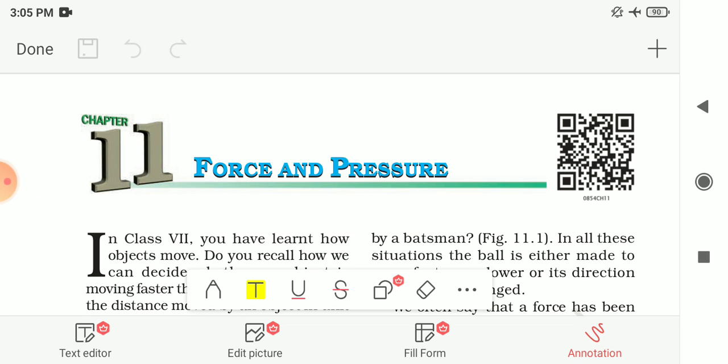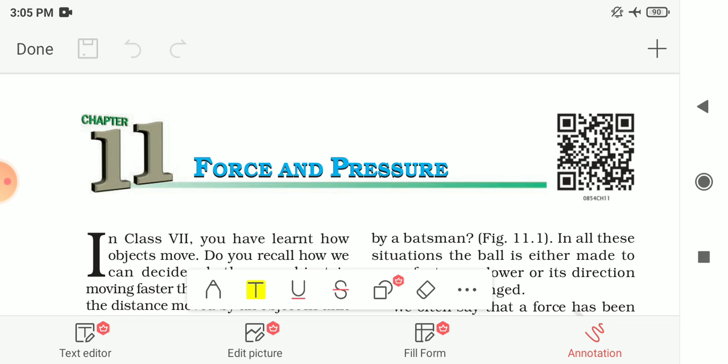Then we had seen that when two forces act on an object in the opposite direction, the resultant, or you can say net force, is equal to the difference of the applied forces, and it is in the direction of the greater force. The effective, or net force, is in the direction of the greater force.